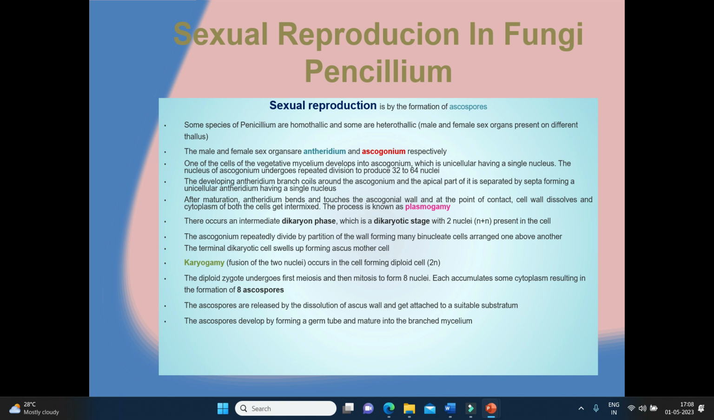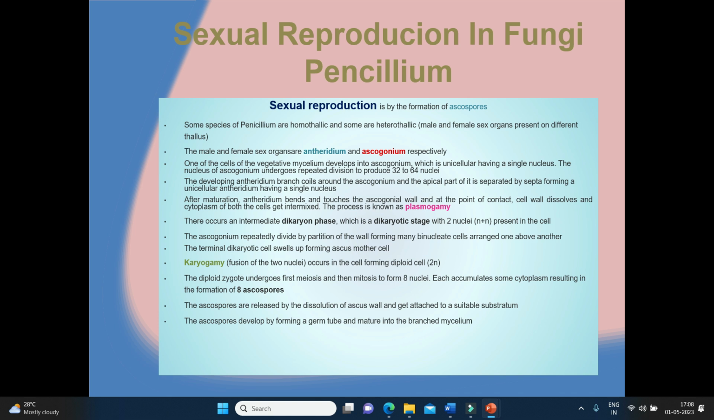After maturation, the antheridium bends and touches the ascogonial wall with the help of enzymes. Here the cell wall starts to dissolve, and the cytoplasm of both the ascogonium and antheridium starts to intermix. This is called plasmogamy. There occurs an intermediate dikaryon phase, a dikaryon stage with two nuclei, that is N plus N, present in the cell.